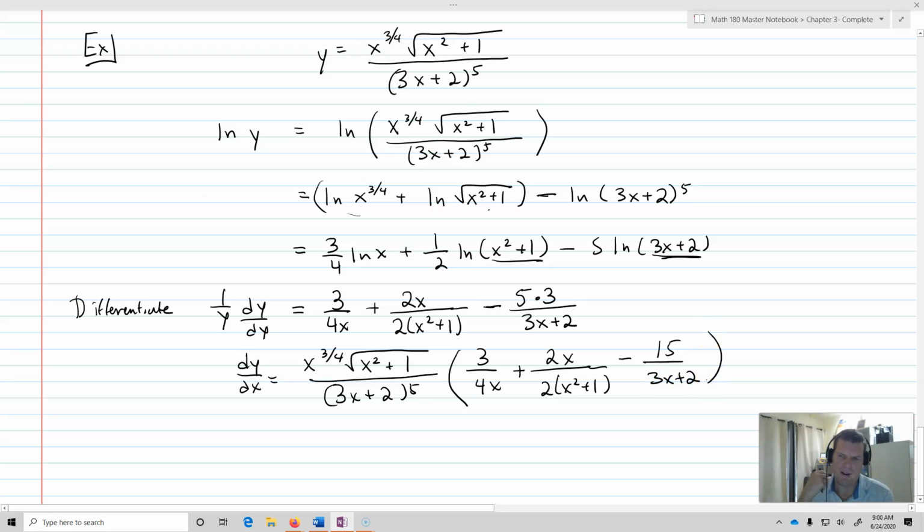So getting to that derivative now is a heck of a lot easier than going through and utilizing multiple chain rules, multiple power rules, and using a quotient rule inside of that. The logarithmic differentiation just makes this a lot easier to work with.